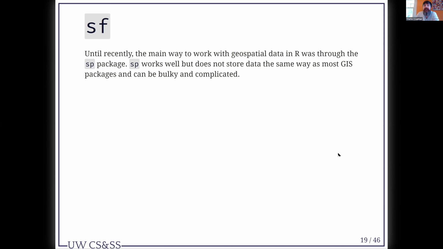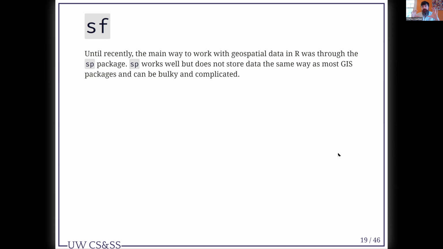The thing is, though, SP does its best to store geospatial data in a format that works in R. The format they chose is not similar to the data storage methods used in most GIS packages. It tends to be bulky and complicated. The idea in SP is that if you have something like a polygon, say a rectangle or a trapezoid, it has 4 points and 4 lines. In SP, normally you would store that polygon as 4 rows in your data, 1 for each point, and you would just say that those points are connected.